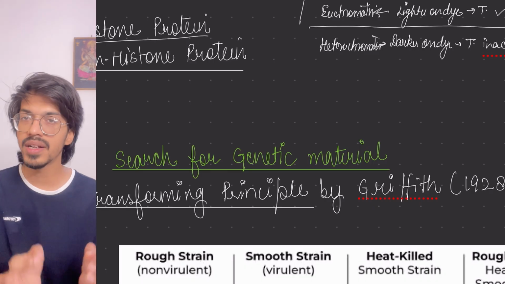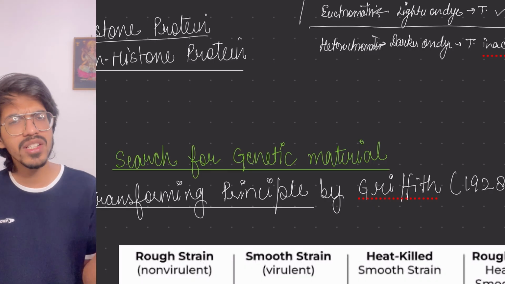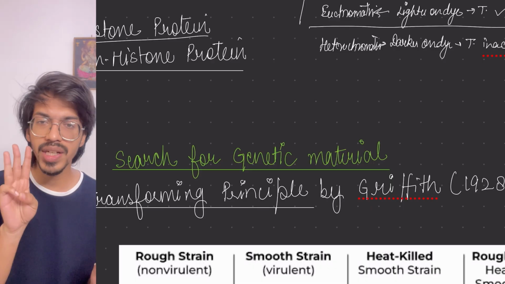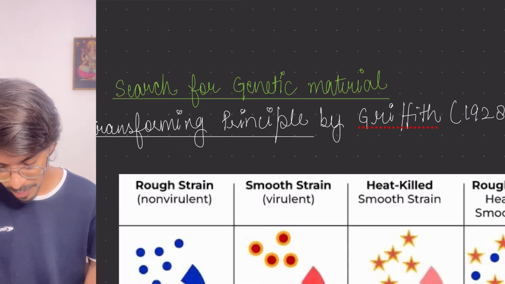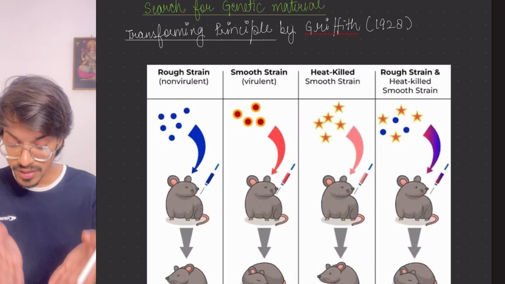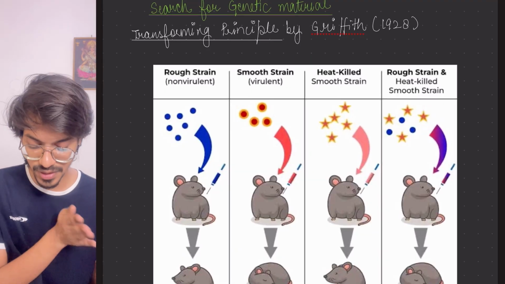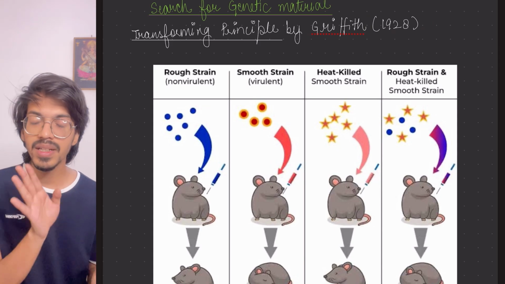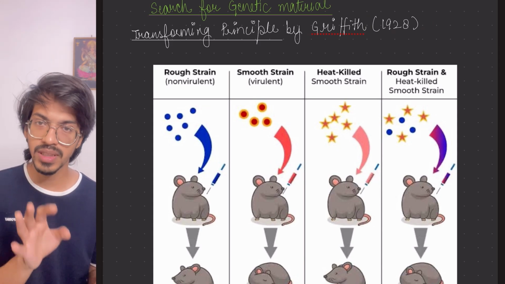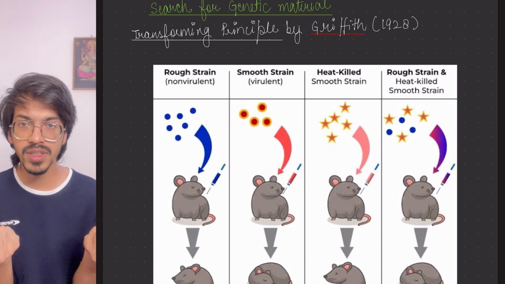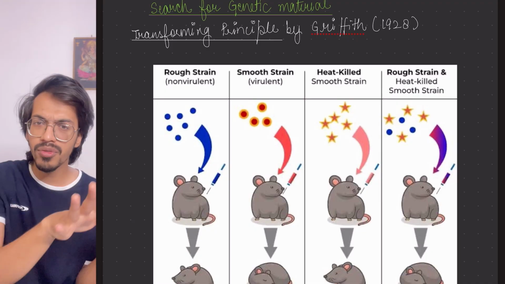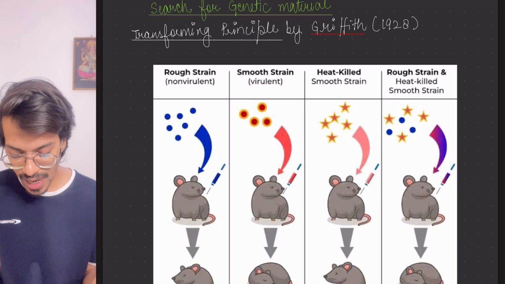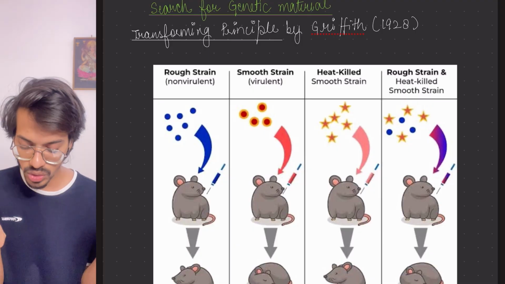But before we start, how do we know that DNA acts as genetic material? We have three different experiments. Number one is the transforming principle experiment by Griffith, given in 1928. In this experiment, he took two different strains of the same species of bacteria, one virulent and the other non-virulent.